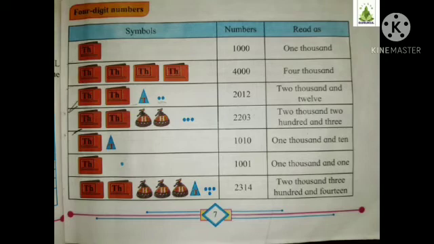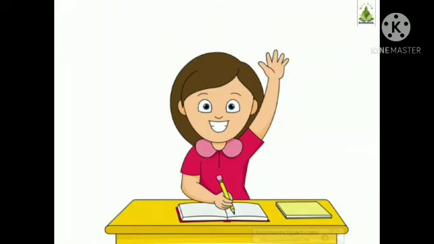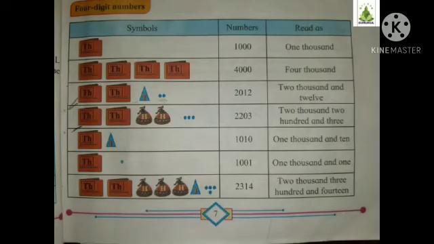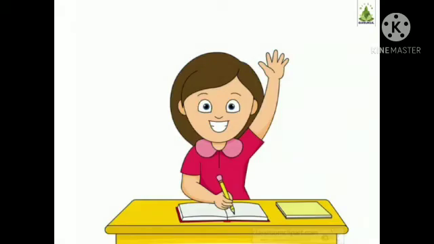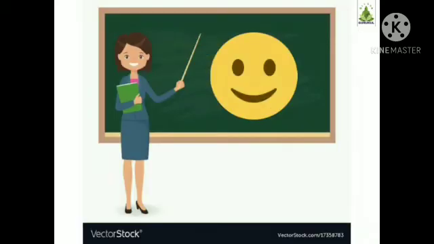Now, third example, see carefully. How many symbols of 1000? Teacher, 2 symbols of 1000. Is there any 100 symbol? No, teacher. How many tens? Teacher, 1 ten and 2 units. It makes number 2012. Very good. Dear kids, you understood now how to read this table and 4-digit numbers. So keep practicing.